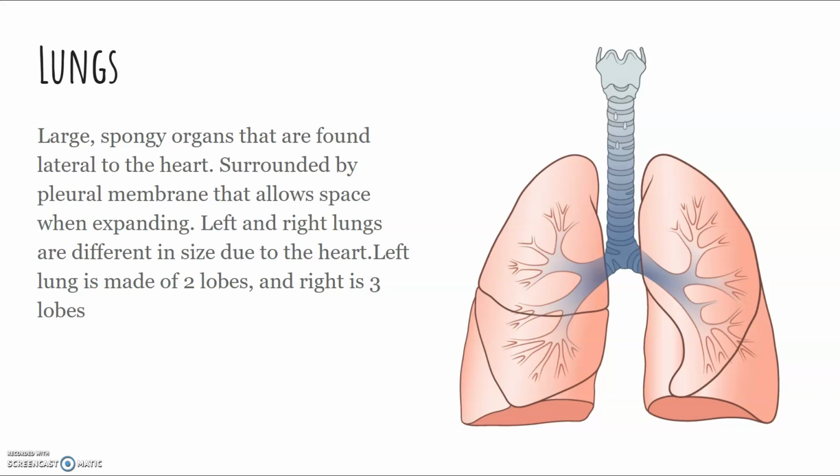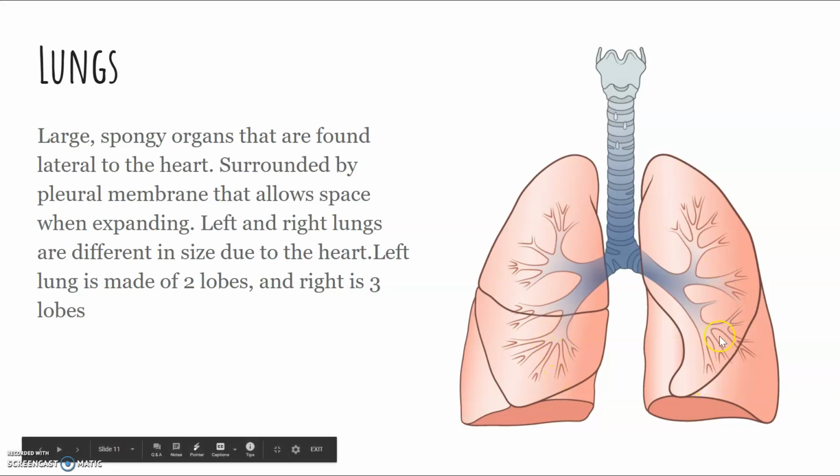That would hurt a lot. So the left and right lungs are different sizes due to the heart. The left lung is made of 2 lobes, so this one is only 2 because of the heart sitting here, right? That's why you can see this weird shape that it has right here. It's because of the heart.